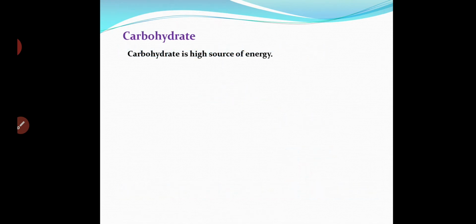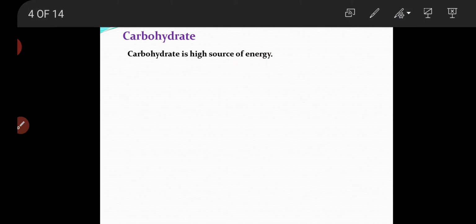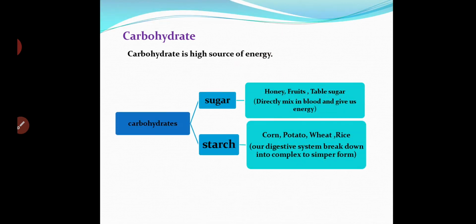Now next we are going to study one by one each component of our food, each nutrient of our food. In that, the first one is carbohydrate. Carbohydrate is a high source of energy, means it is required in more amount for our energy. Carbohydrates are of two types: one is sugar, another one is starch. When we eat the food, the sugar will digest and it will convert in the form of starch.